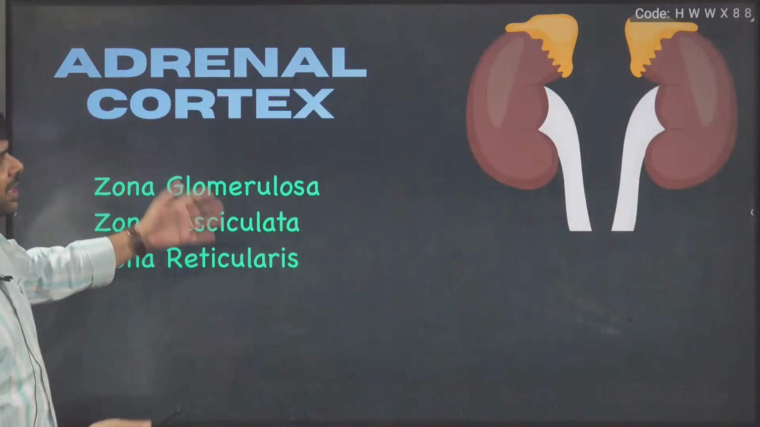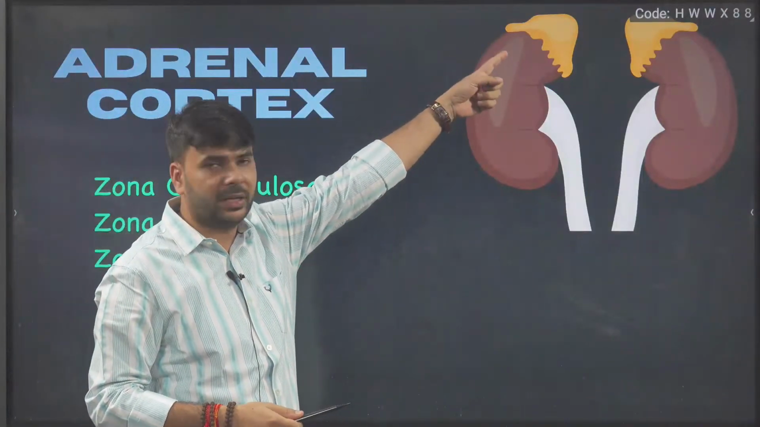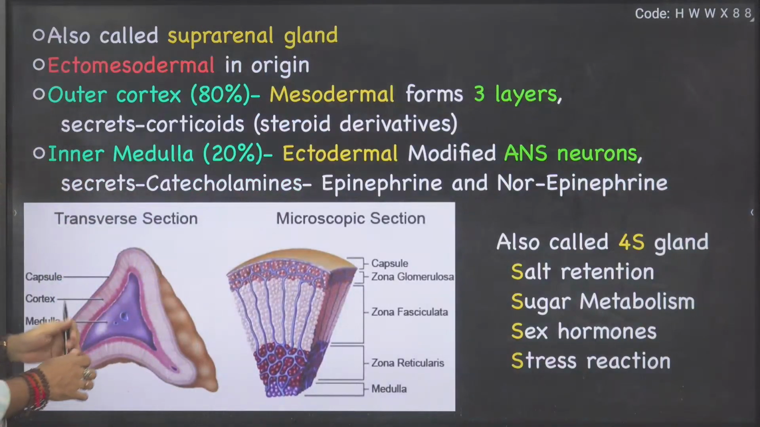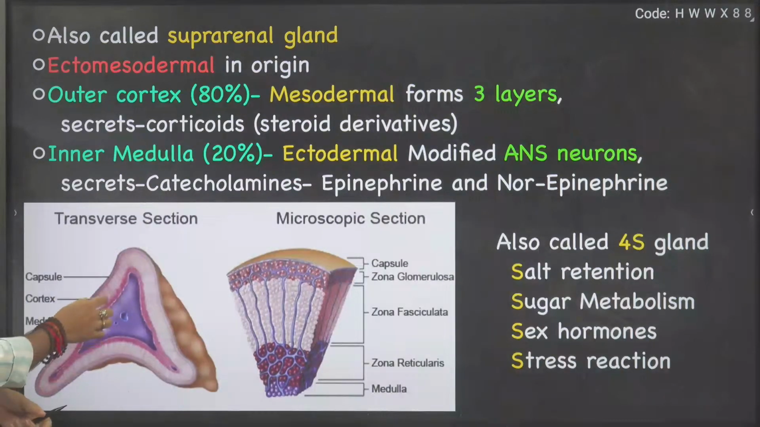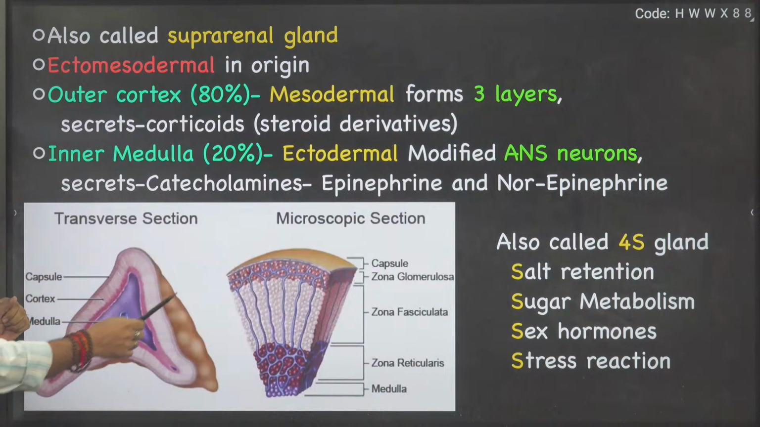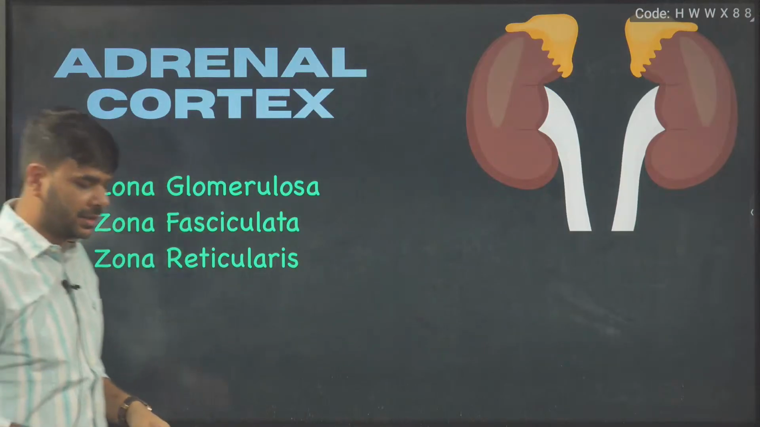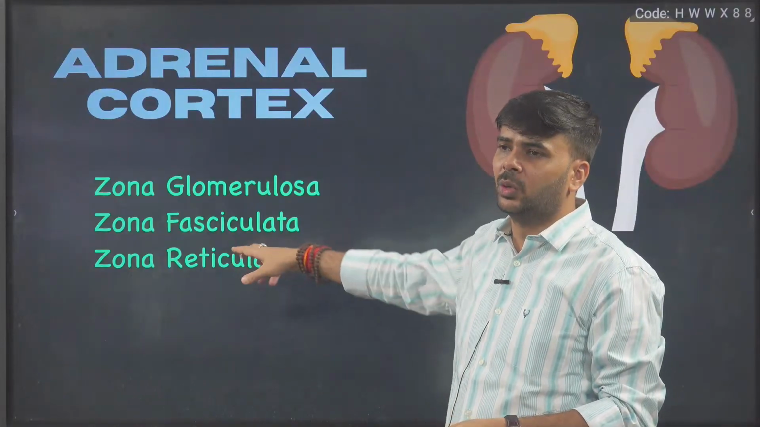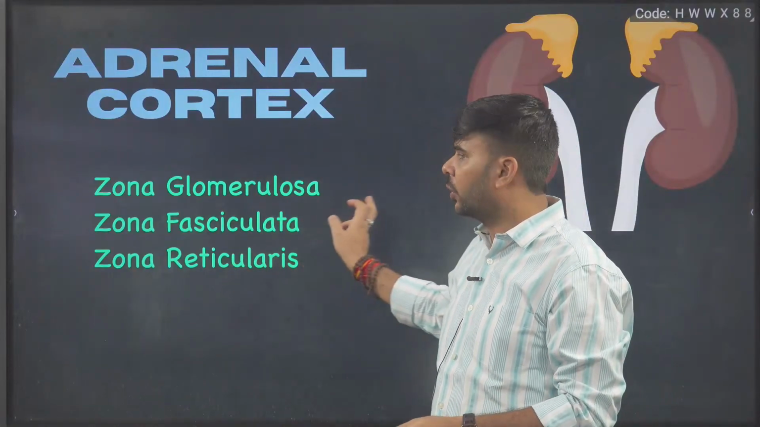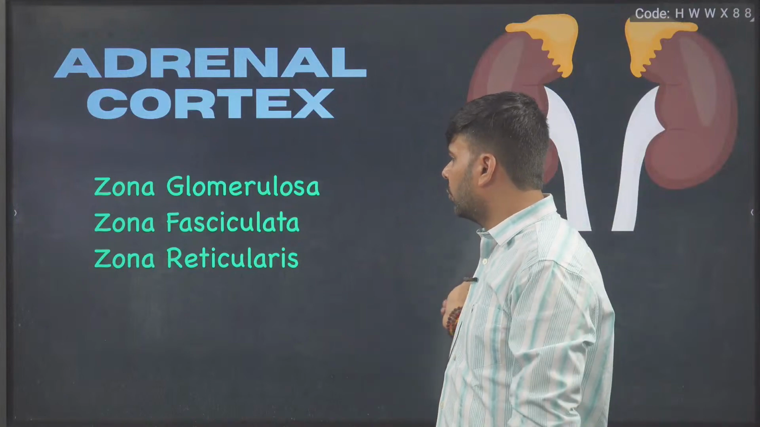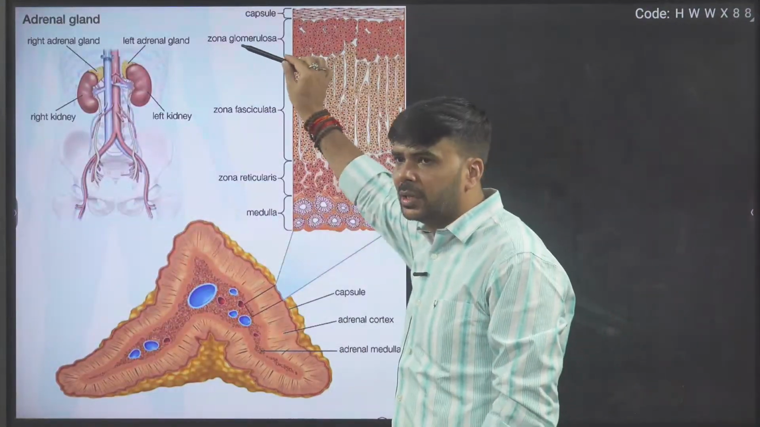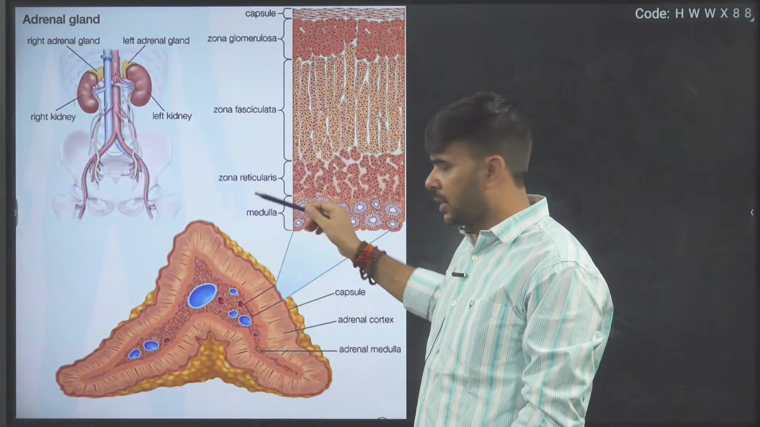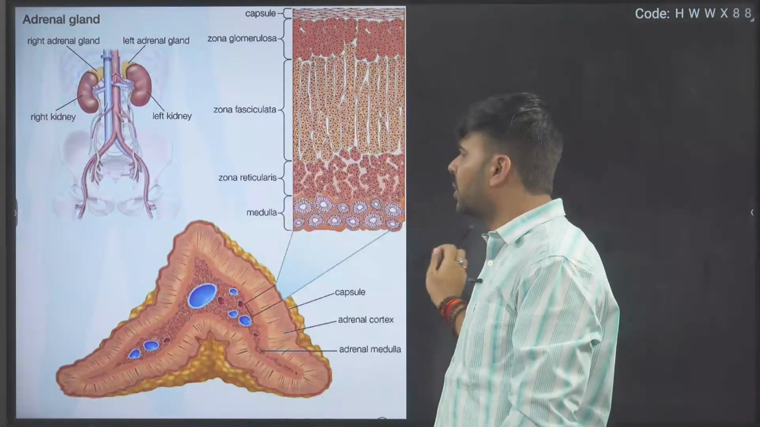Then where it is present: on top of the kidney. This yellow part is the adrenal gland. The adrenal cortex area: what area is called cortex? This outer area is called cortex. Everyone visible? And the cortex contains 3 layers: zona glomerulosa, zona fasciculata, zona reticularis. Here you can read and understand them. Directly go to the summary of this.